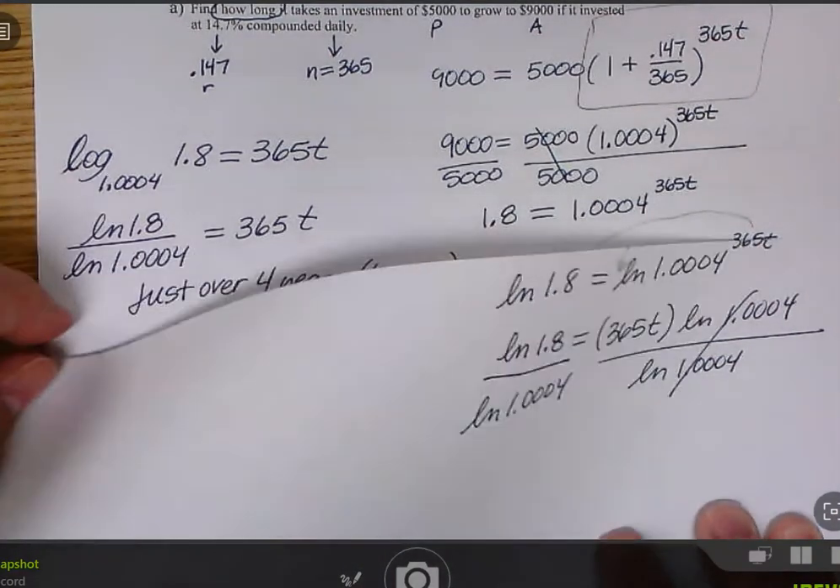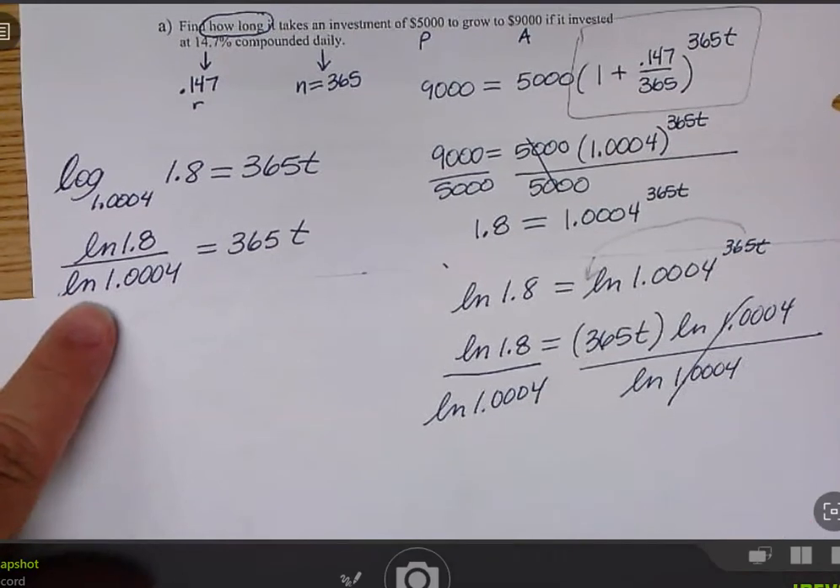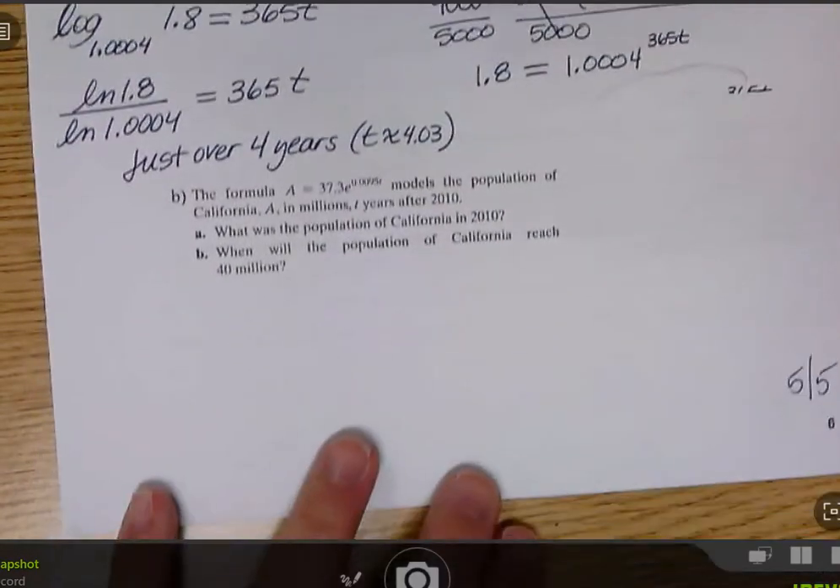Notice it's the same thing that's right here at this point. So either one of those strategies works: rewriting it in logarithmic form or taking the log of both sides. We'll get the exact same answer.